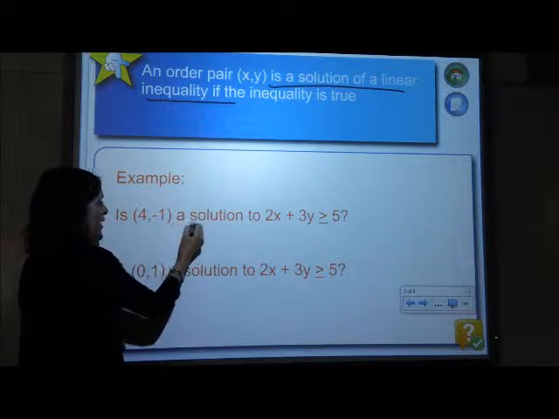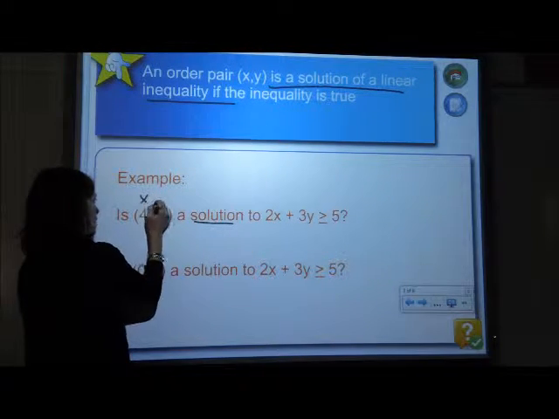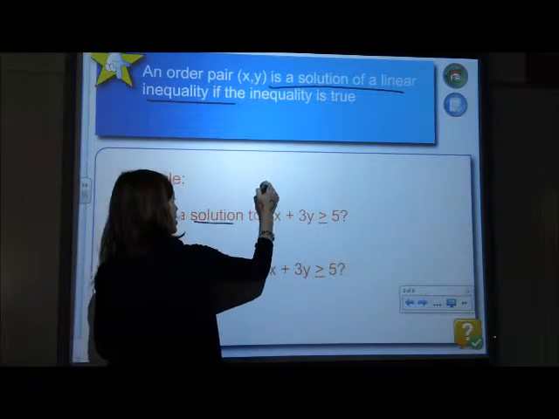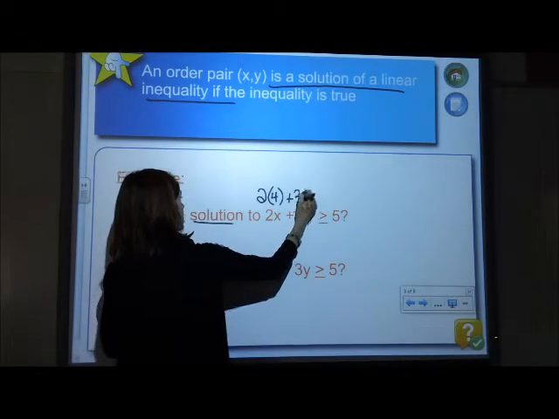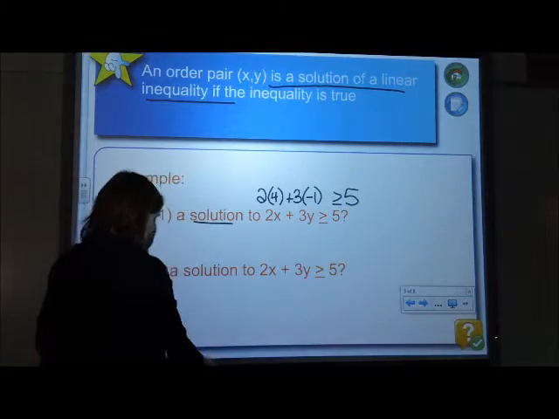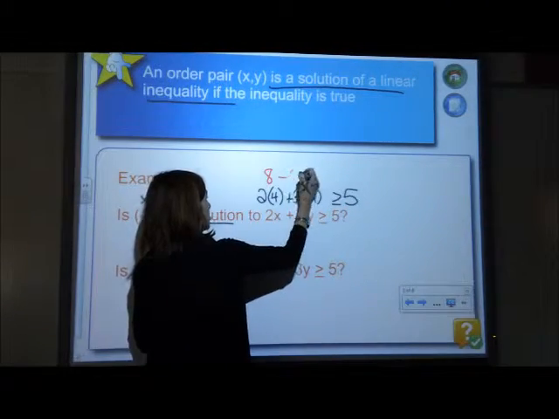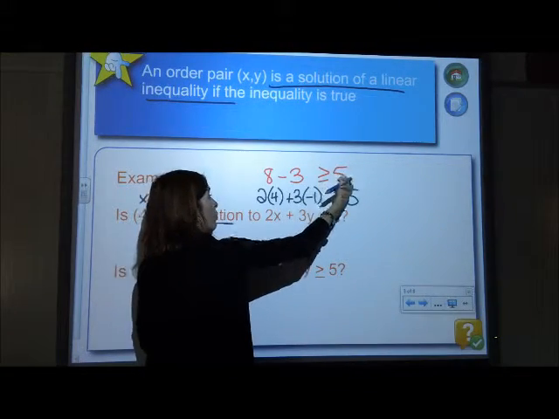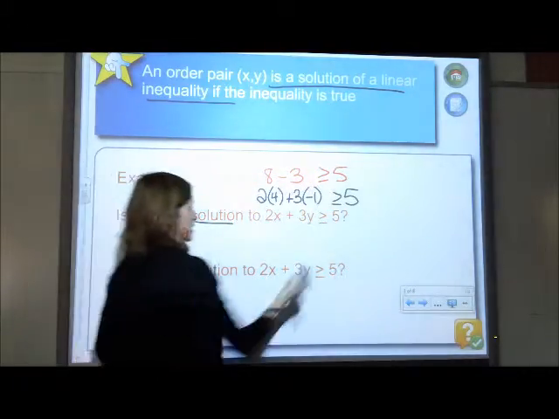Is 4, -1 a solution to this inequality? So you know that 4 is your x, -1 is your y. You plug it directly into the equation. So 2 times 4 plus 3 times -1 is greater than or equal to 5. Let's see if that works out to be true. We get 8 minus 3. Is 8 minus 3, which is 5, greater than or equal to 5? Is the inequality true? It is.